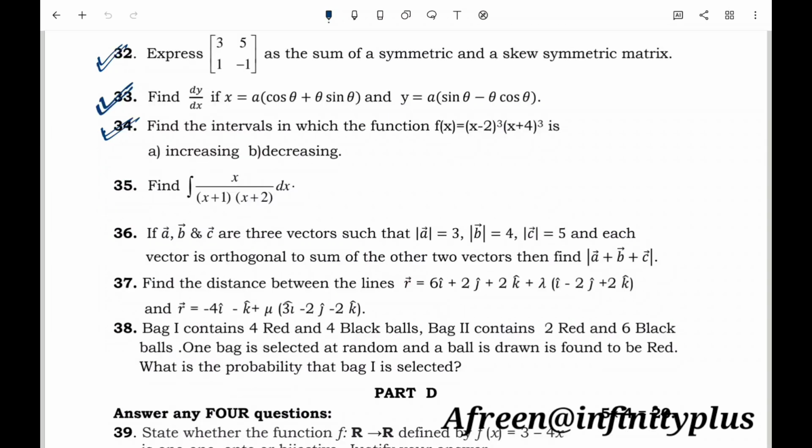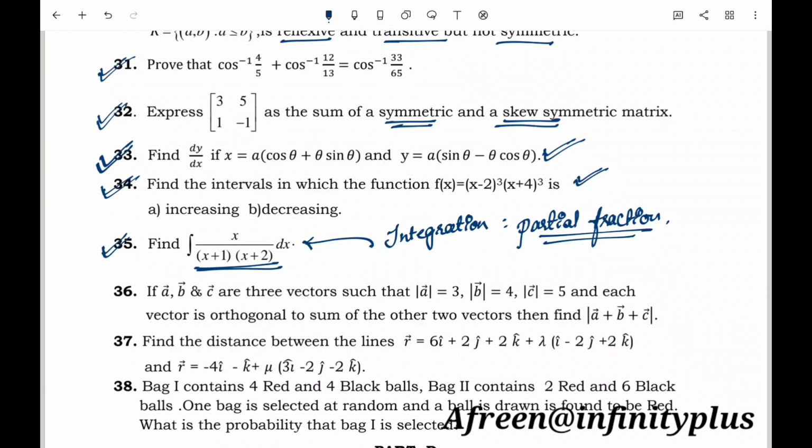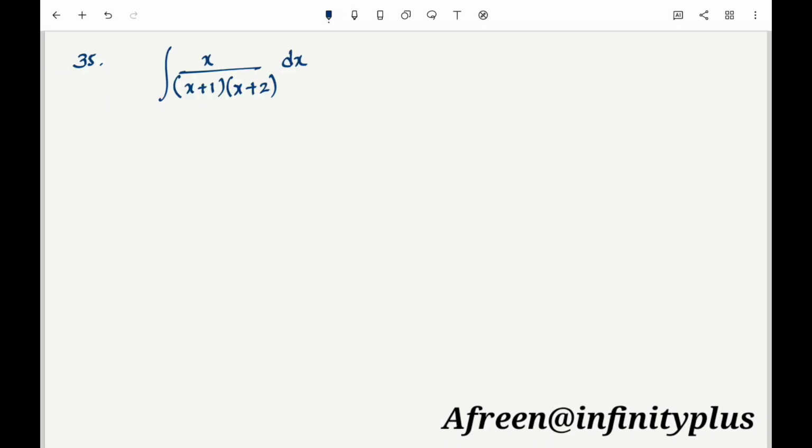You will get all the solutions of all the module papers. So the next question we have is: find the integration of x divided by (x plus 1) into (x plus 2) into dx. You can observe that this question is from the integration chapter. The method for this one is partial fractions. Let's move ahead to learn how to solve this partial fraction question.